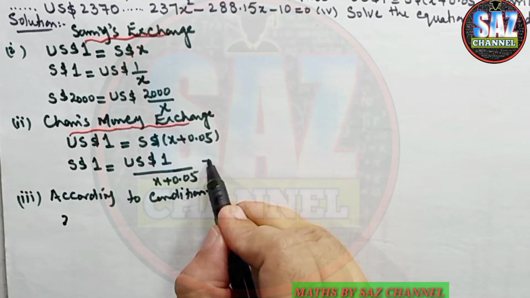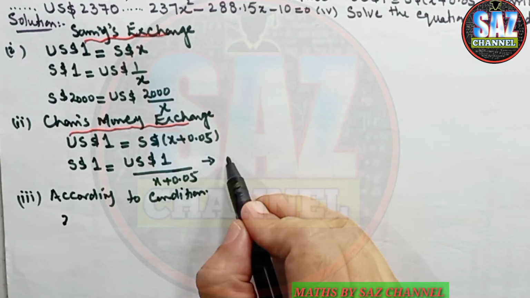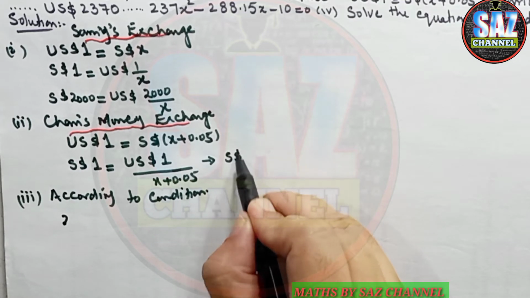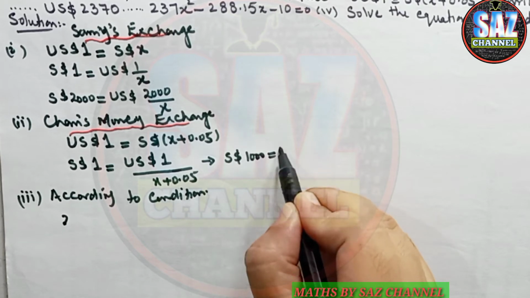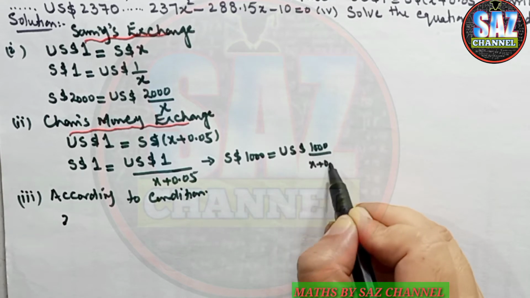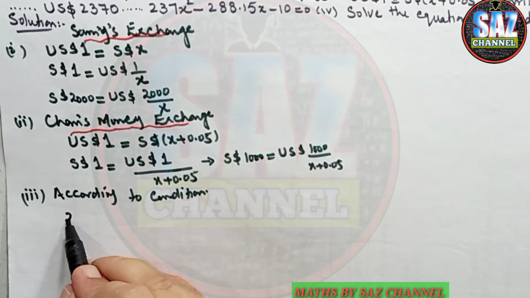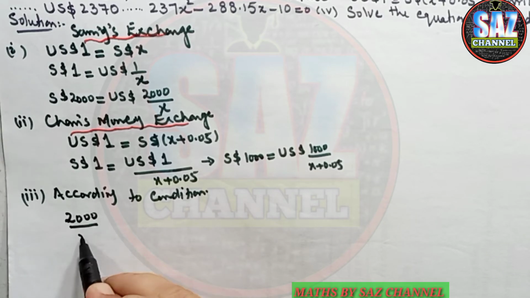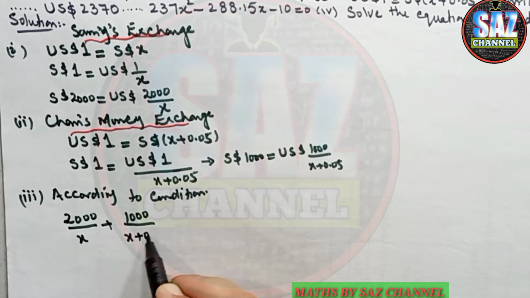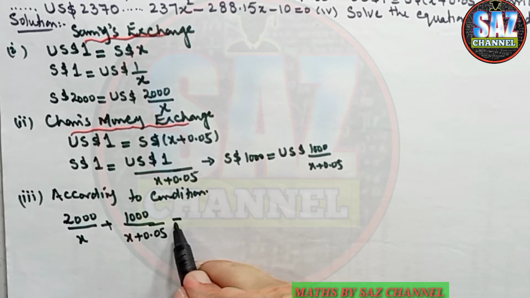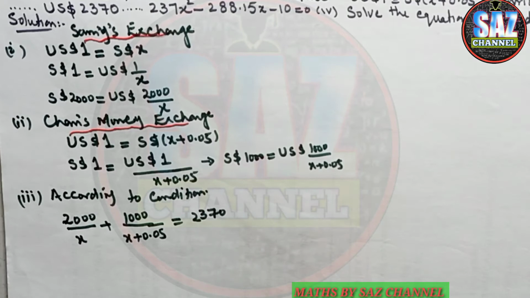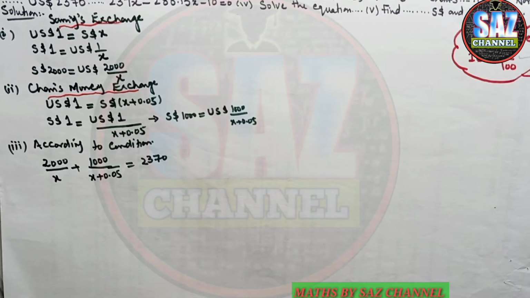Now she is actually exchanging how much money over here. She is exchanging Singaporean dollar 1000. Singaporean dollar 1000 will be equal to US dollar 1000 upon x plus 0.05. Now according to the condition, 2000 upon x plus 1000 upon x plus 0.05 will be equal to 2370.